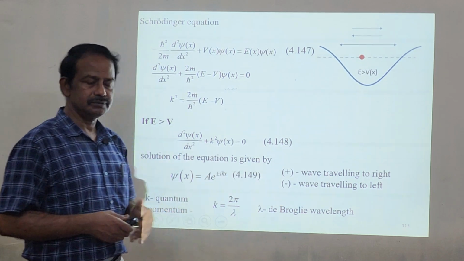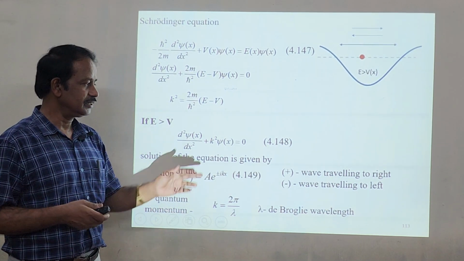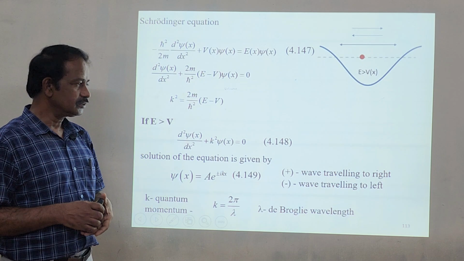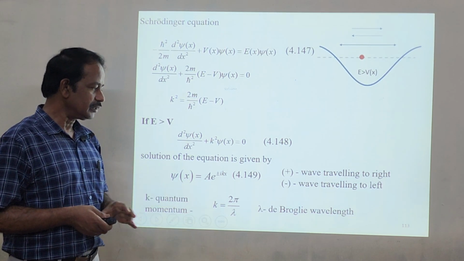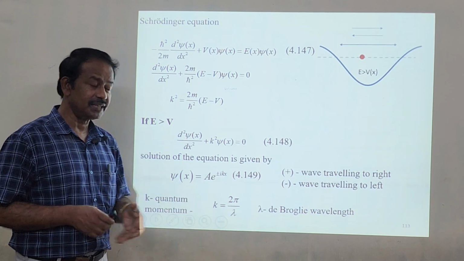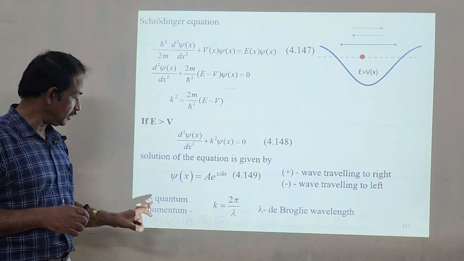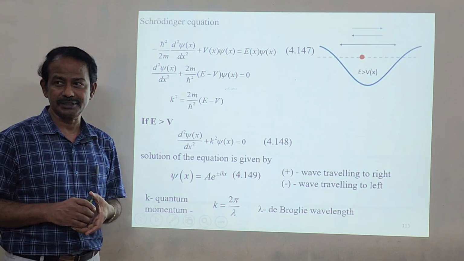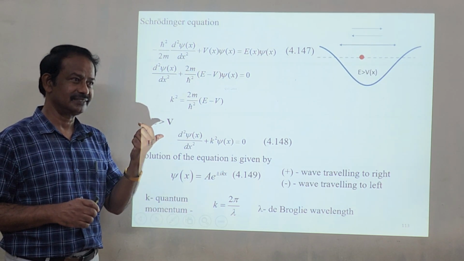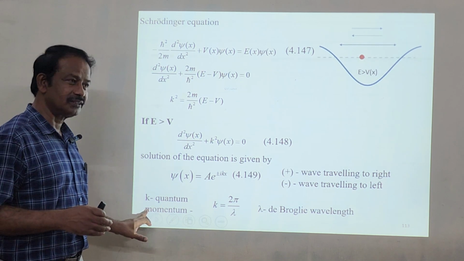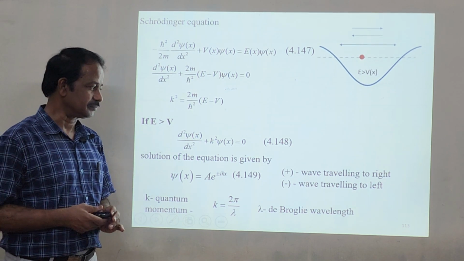Positive means the wave traveling to the right, and negative means the wave traveling towards the left. Your k will be 2 pi by lambda, and lambda is nothing but the de Broglie wavelength. And k stands for quantum momentum. We know k already, this is the wave vector. Another term that we call this is quantum momentum.